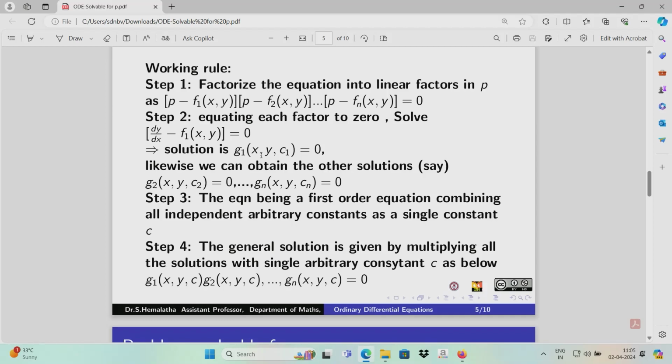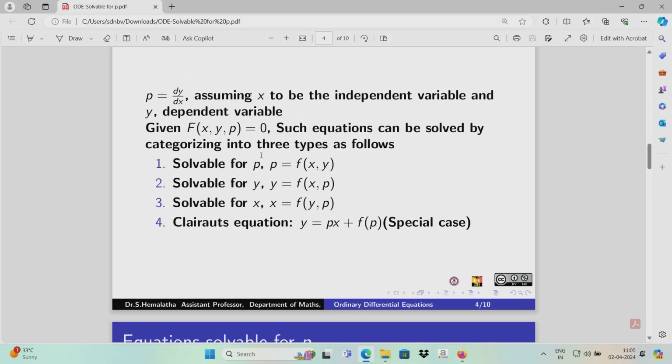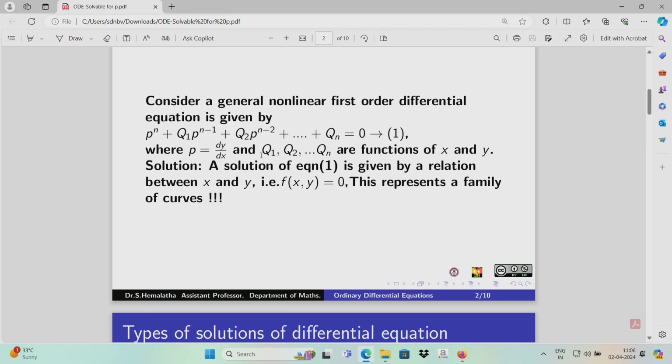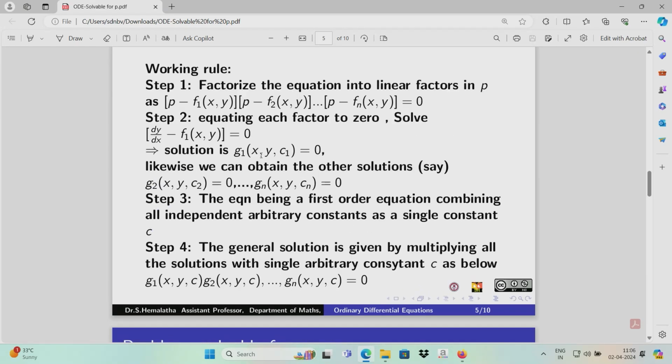Suppose I am given a general equation in p, where I can factorize the equation in p into linear factors. Then I can use the first type, that is, what I meant by solvable for p. The first type is applied when I can put the given general equation into linear factors. Suppose in this problem I have generally taken n linear factors.